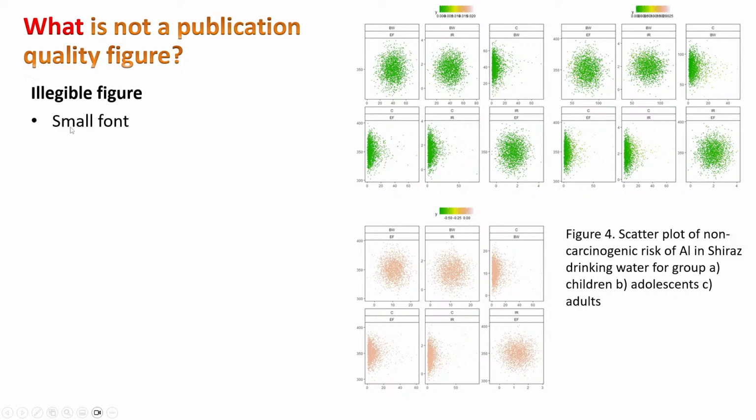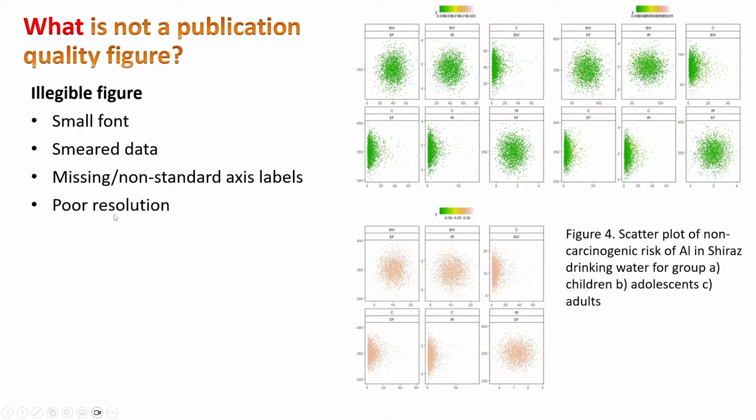So it's an illegible figure, with small font, you have all these small font issues. Smeared data, the data here is smeared. Missing or non-standard axis labels. So here your axis labels are missing. You're missing an axis label here. Poor resolution. So the figure in general has poor resolution, and even I would say a poor choice of color here. And see here, you cannot read it: small font, color, and poor resolution.